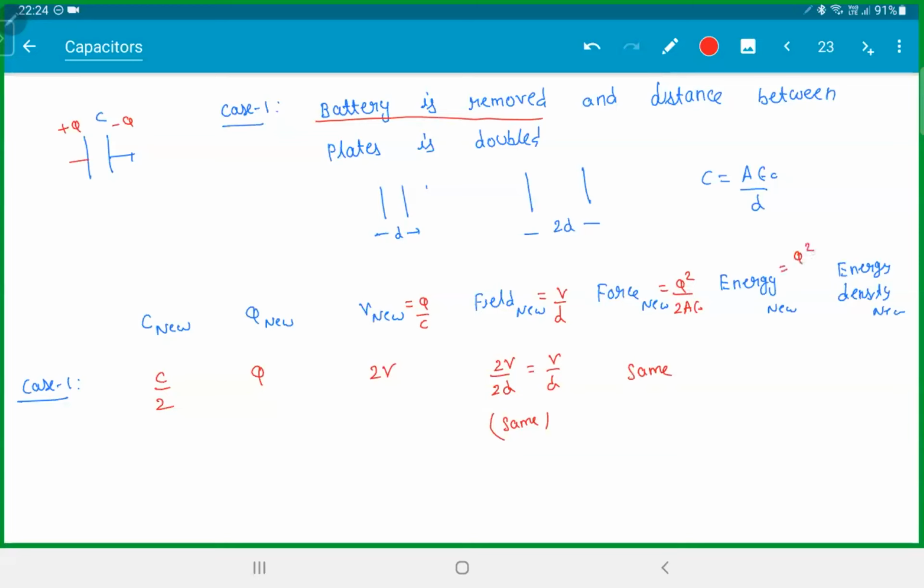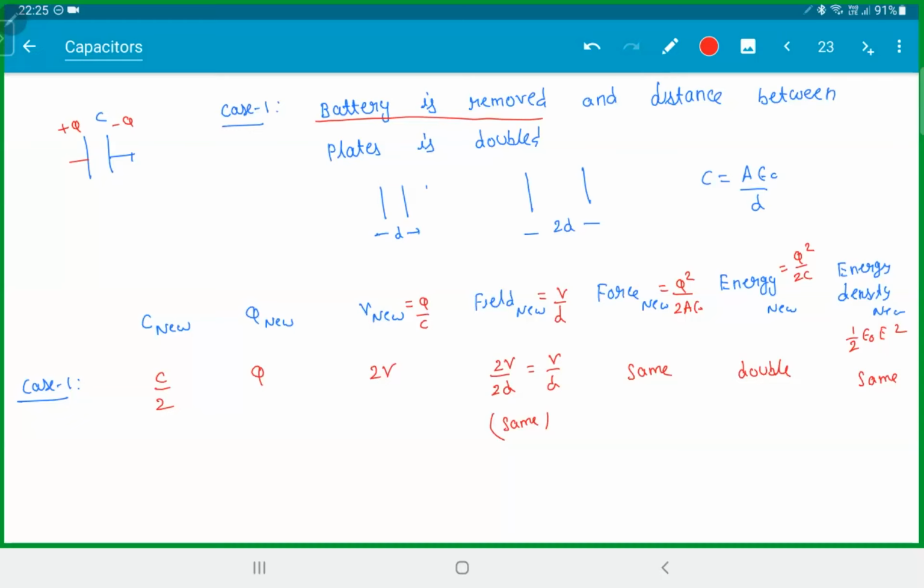Energy is Q square by 2C. Q is same, but C became half. So energy is double. Energy density is half epsilon E square. The field is same, so energy density is also the same. Please check how I did this. Please check how I did the 7 questions. Ask me if you're confused.